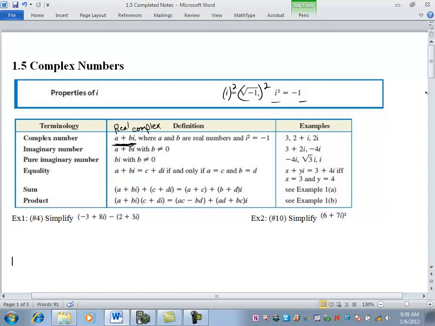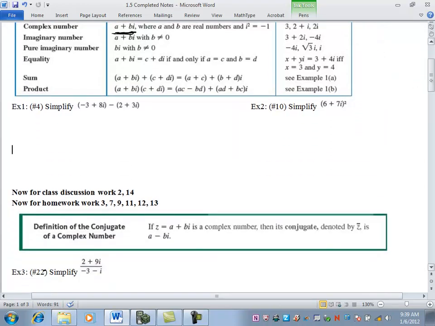Now, adding and subtracting complex numbers works maybe just the way you would think it might. -3 plus 8i minus 2 minus 3i. We combine like terms, -5 plus 5i, and there we go.